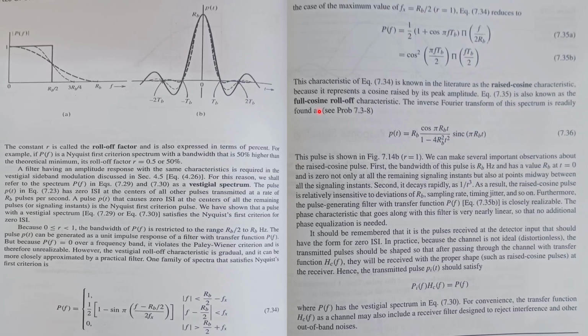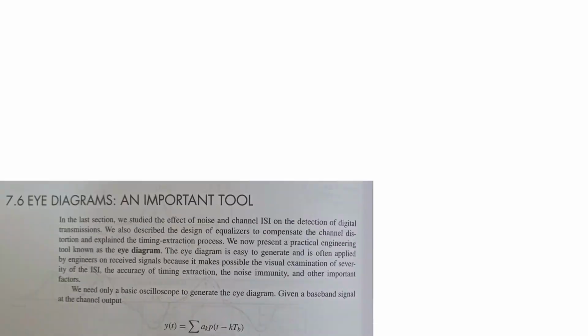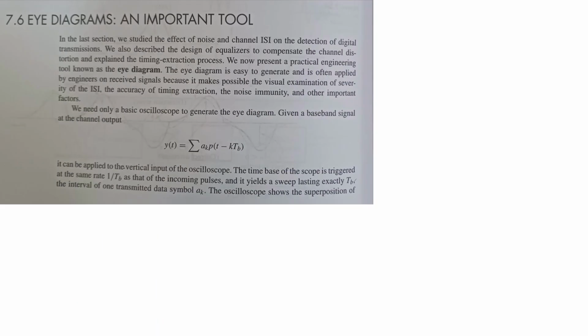It is also known as the full cosine roll-off characteristic, and the same thing you can convert back into the time domain, that is p(t) equal to Rb cos(πRb t) divided by 1 minus 4π²t² times sin(πRb t), right? So this is it, and now we'll talk about something about the eye diagram.